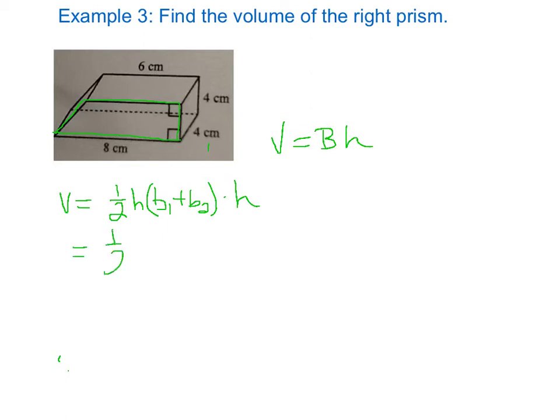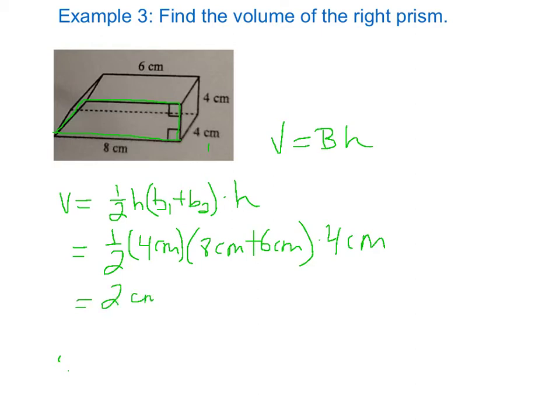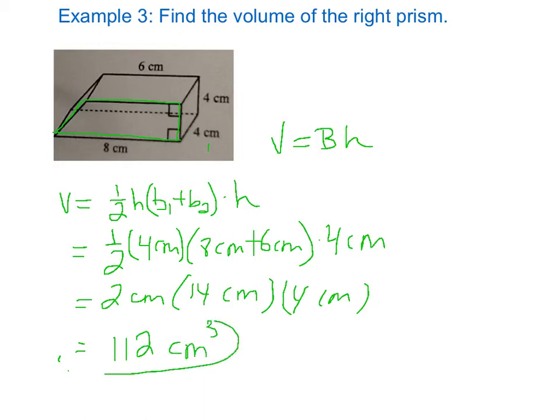So if you look at just the trapezoid, the height of the trapezoid is 4 centimeters. One of the bases is 8. Add the other base, which is 6, and we have to multiply this by the height of the prism. So half of 4 is 2 centimeters. 8 plus 6 is 14, and we're multiplying that by the 4. And that gives us 112 cubic centimeters, or centimeters cubed.